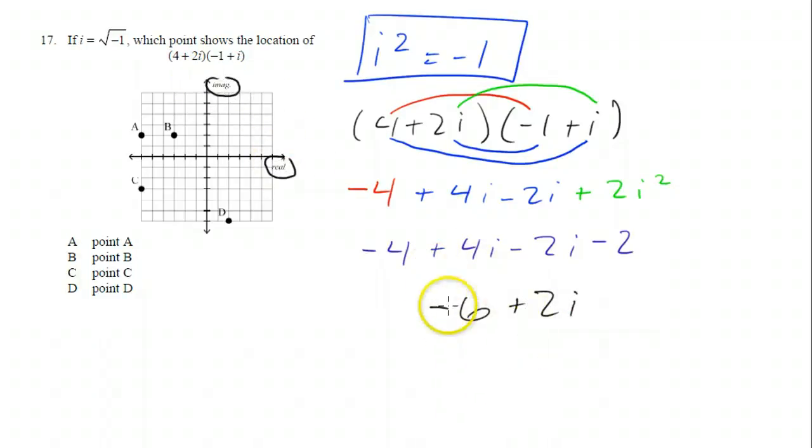So what's our real part is minus 6, so I'm just going to go to the left 6. 1, 2, 3, 4, 5, 6. And then it says positive 2i is my imaginary, so go up 2. And so my answer is A.